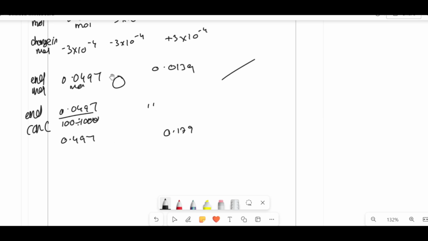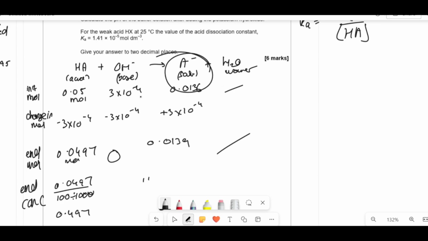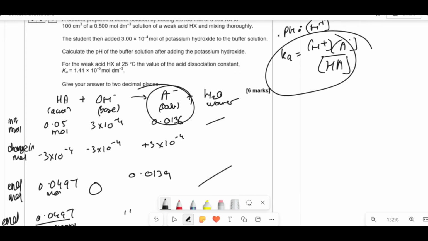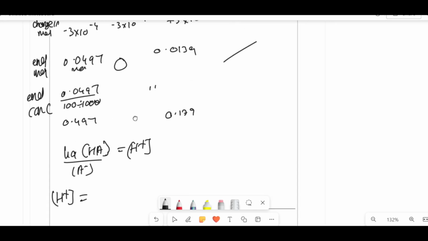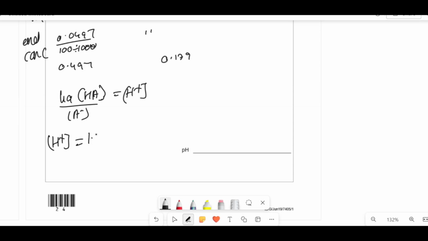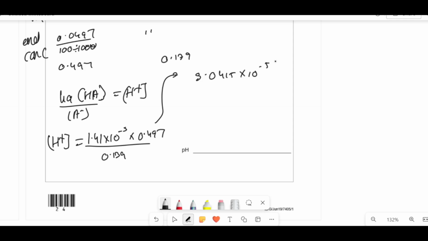So then we've got the new concentration of the acid and the new concentration of the salt, which is what we need to do Ka with, because that's what it says. We rearrange Ka, so Ka times HA would equal H+ times A-. If I divide that by A-, that gives you H+. So write your working out, please, then put the numbers in. So H+ is going to equal 1.41 times 10 to the minus 5 times HA, which is 0.497 over 0.139. If we do that, we get 5.0415 times 10 to the minus 5.